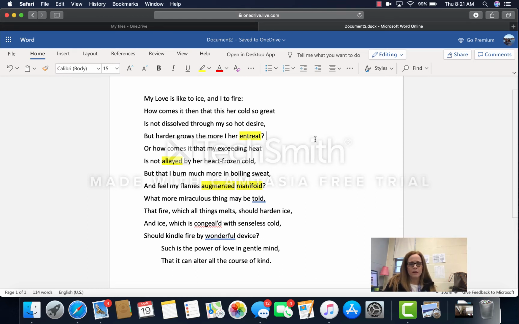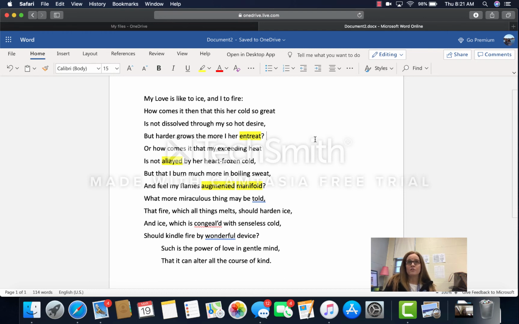Lines 11 and 12. And ice, which is congealed with senseless cold. So he's saying, I don't understand why she's so cold. I mean, I'm giving her my love, my affection, my attention, but yet she's so cold. Should kindle fire by wonderful device.